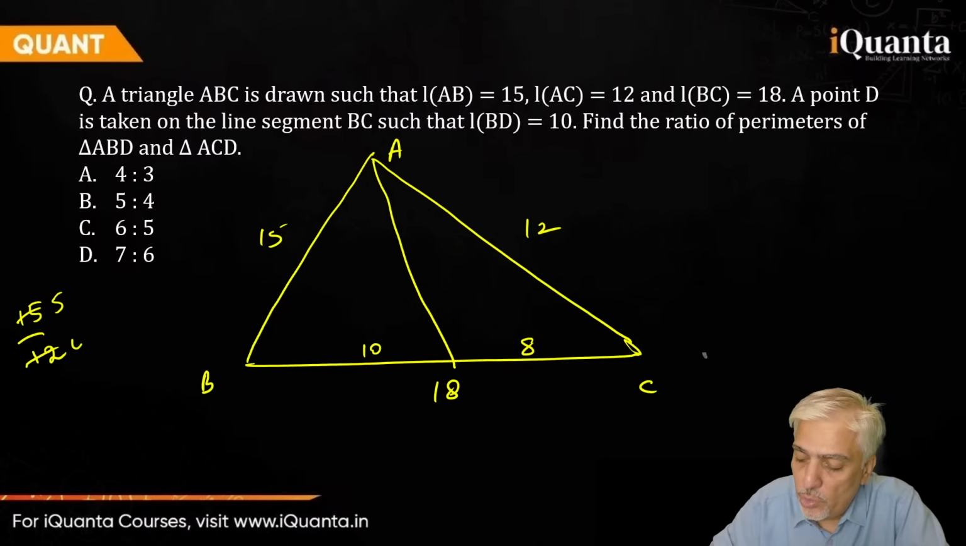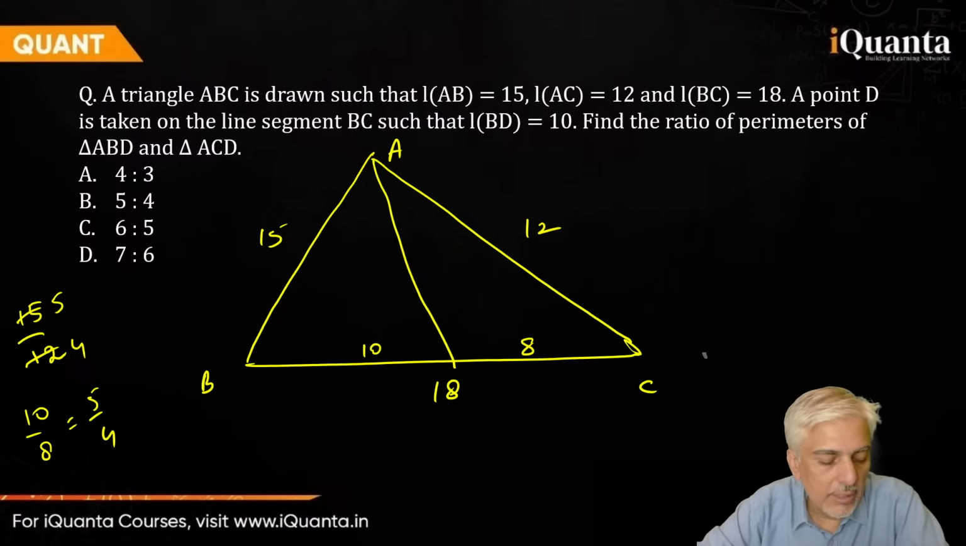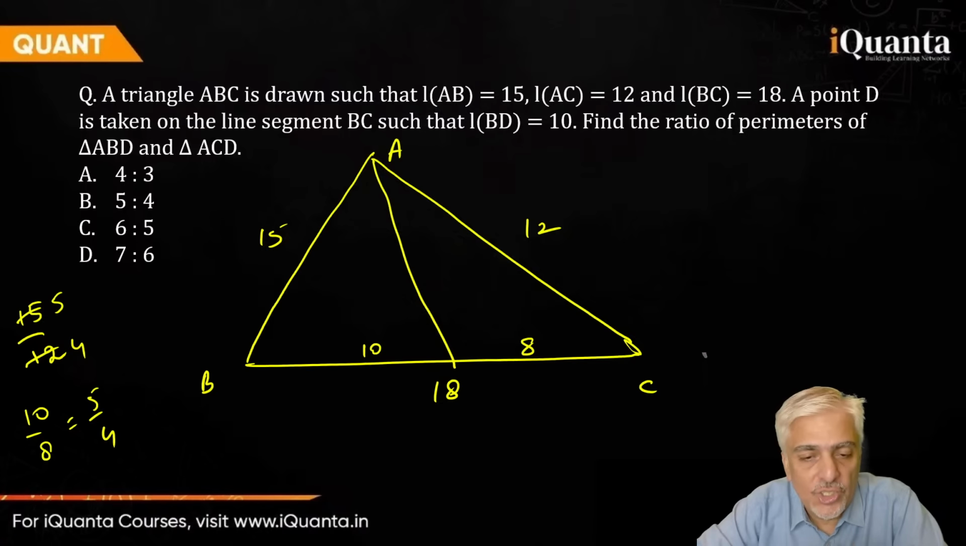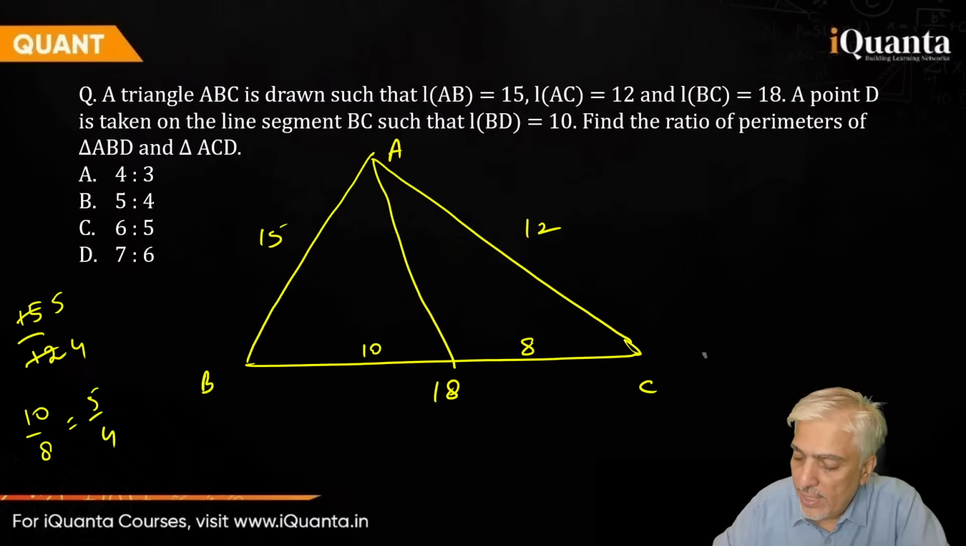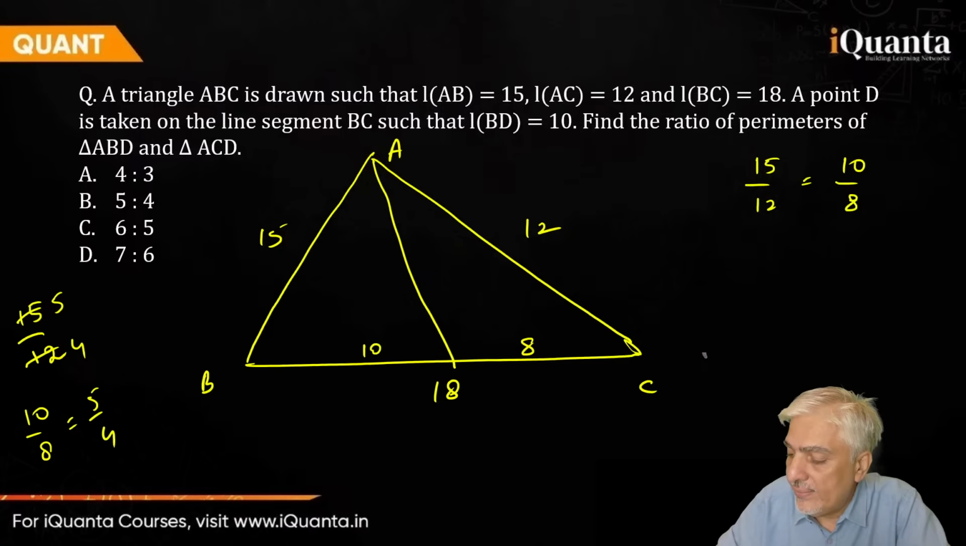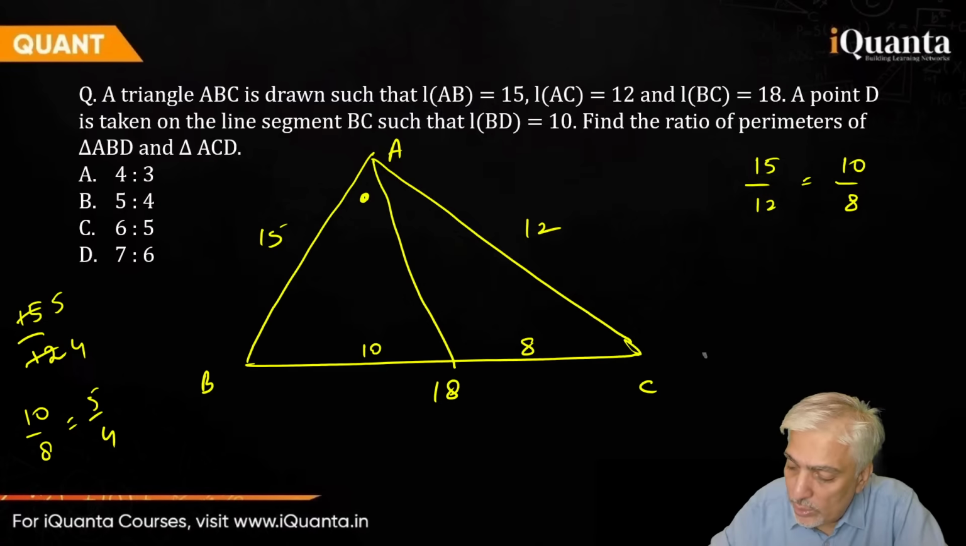3 5s are, 3 4s are. And how much is the ratio 10 is to 8? Is also 5 is to 4. No cosine rule, nothing. Pay attention. If you notice very carefully, 15 upon 12 is 10 upon 8. Therefore, this angle is equal to this angle.